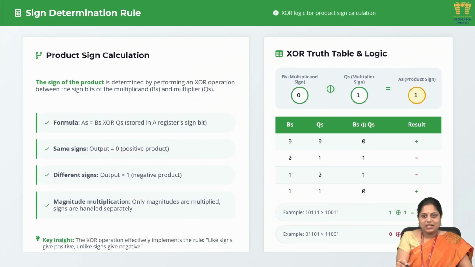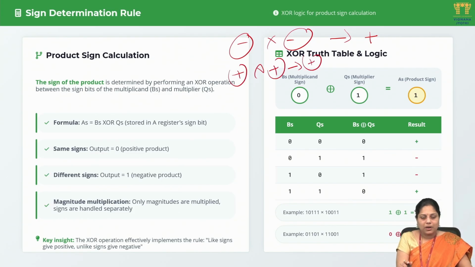So now let's see with a simple example here. This example is for the product sign calculation. See, for example, if you are multiplying two negative numbers, the result will always be positive. At the same time, if you are multiplying two positive numbers, the result will always be positive. And if you are multiplying one negative and one positive, the result will be negative, which we are representing in the form of a binary form here.